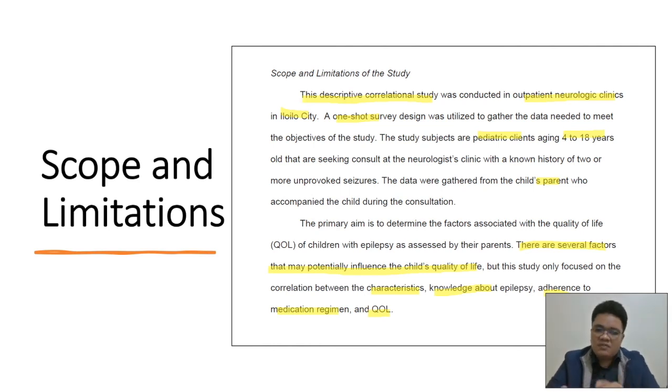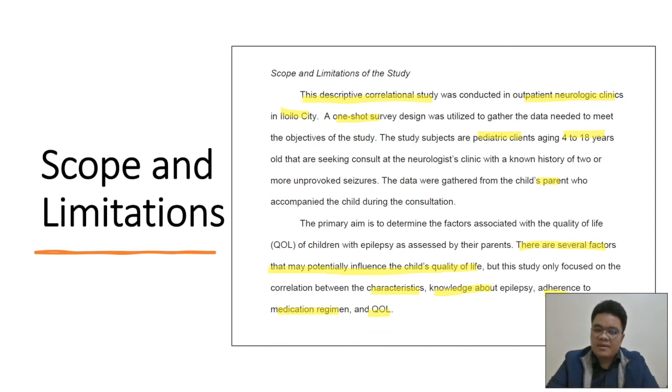Another example of limitation could be saying that this study could be conducted on a larger scale. However, due to the pandemic, we have confined it to a smaller area to prevent exposure. Or you could say that this study is best conducted in a face-to-face setting. However, because of the pandemic, we have limited it to an online setting.